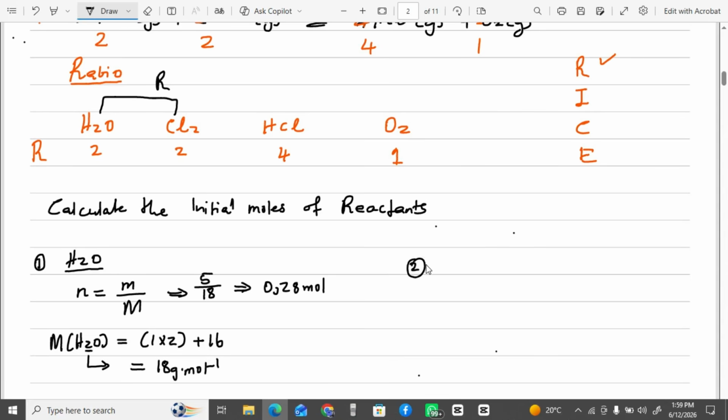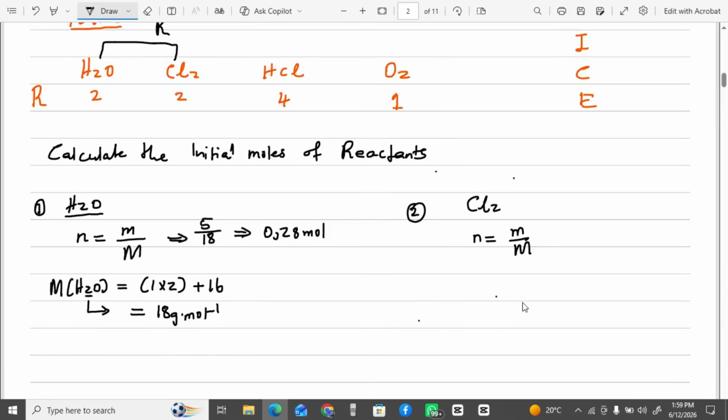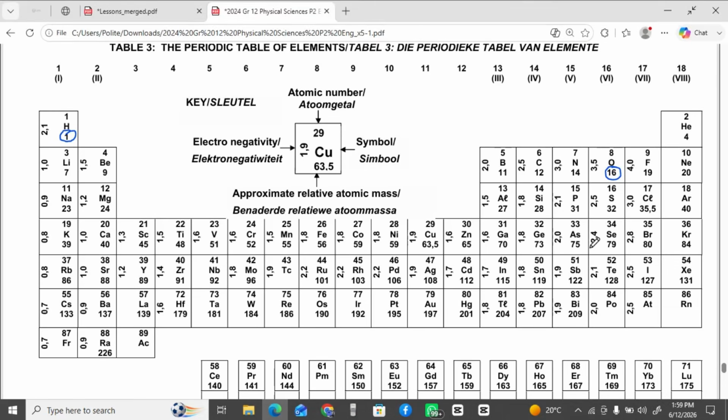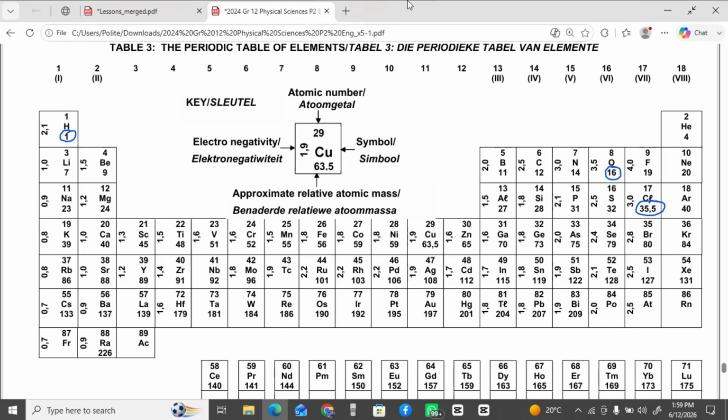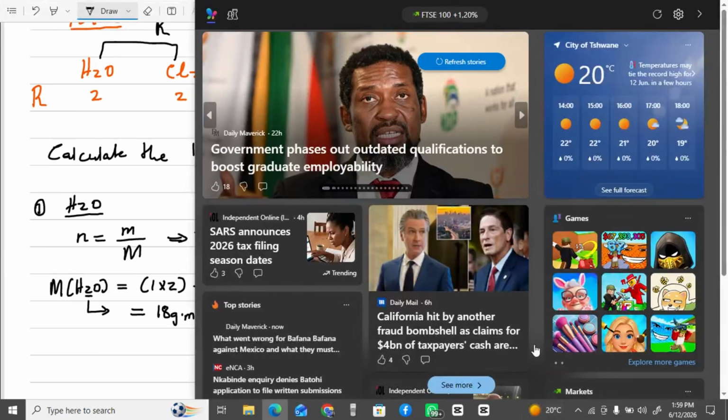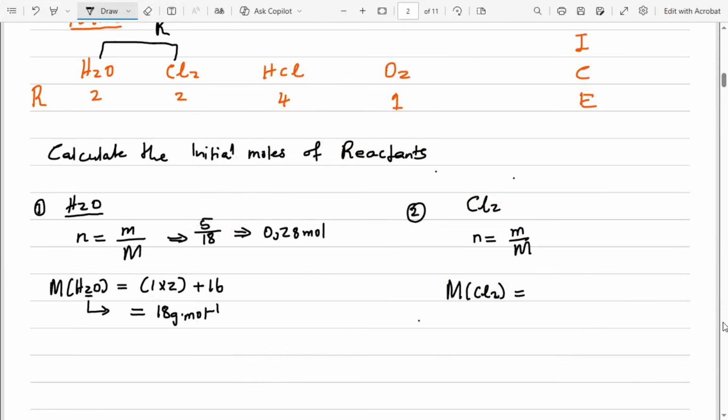We're going to apply the same method to find the initial moles of what? Of chlorine. Okay, so we use the same formula. The number of moles is equal to the mass over the molar mass. We need to first find the molar mass for chlorine, the molar mass for Cl2. So let's just go to chlorine on the periodic table. Where's chlorine? Okay, this is 35.5. But remember, that should be multiplied by 2.